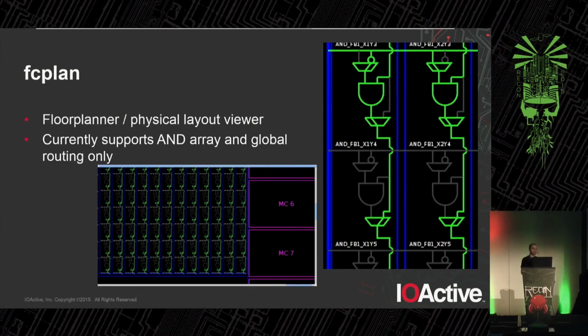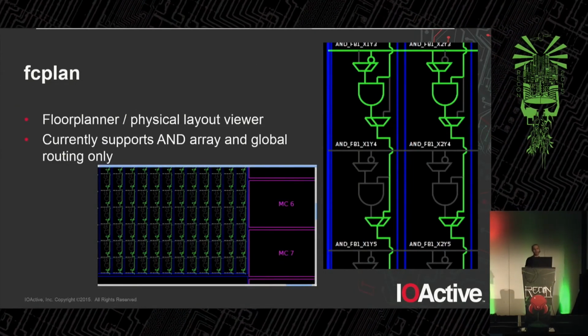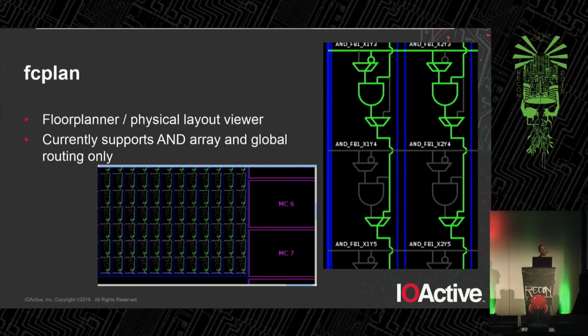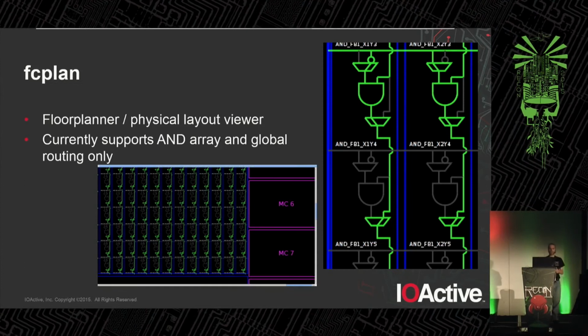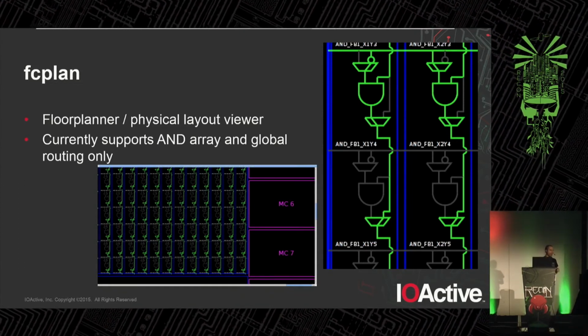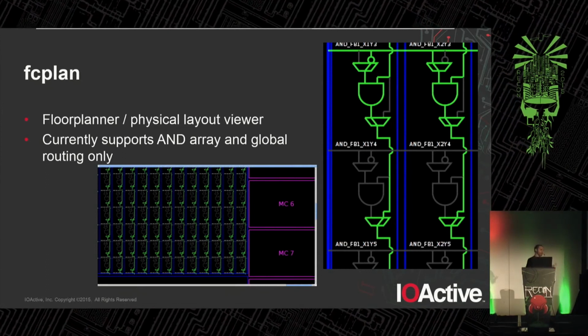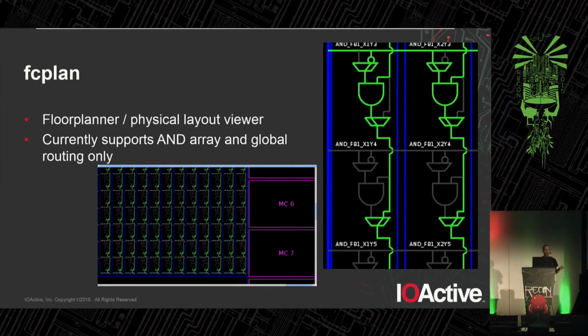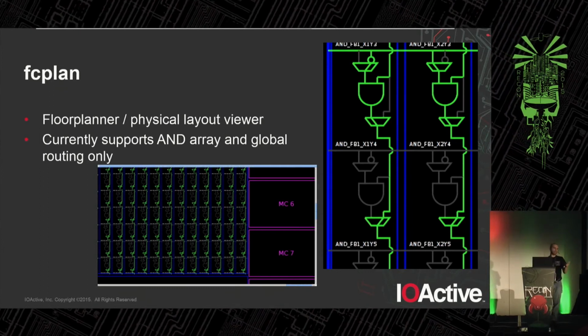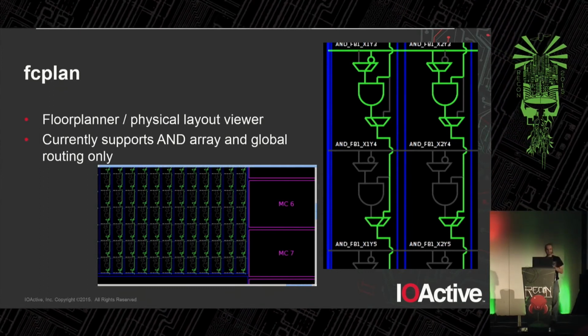The other tool I've made, if any of you have used PlanAhead from Xilinx, I called mine very inventively FC Plan for the Flying Crowbar floor planner. So it is a floor planner and physical layout viewer. I currently only have rendering for the AND array and the global routing. The OR array, I do have the functionality reversed. I have not written the code to actually draw it, but I can actually open up a bitstream and look at the individual settings in the AND OR array.